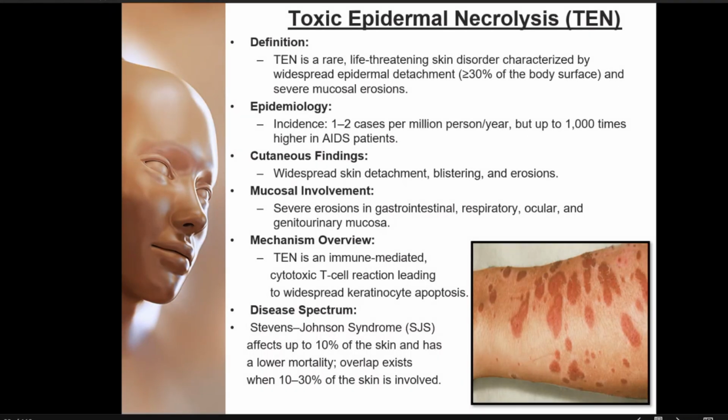Toxic epidermal necrolysis is a rare and life-threatening skin disorder characterized by widespread epidermal detachment greater than 30% of the body surface and severe mucosal erosion. Epidemiology: the incidence is 1 to 2 cases per million persons per year, but up to 100 times higher in elderly patients. So if a person is elderly, they are very susceptible to toxic epidermal necrolysis.